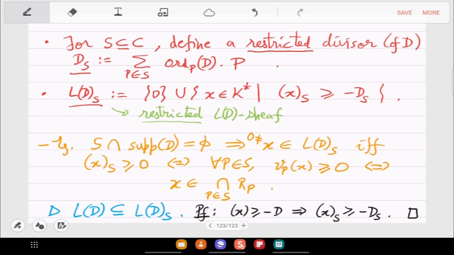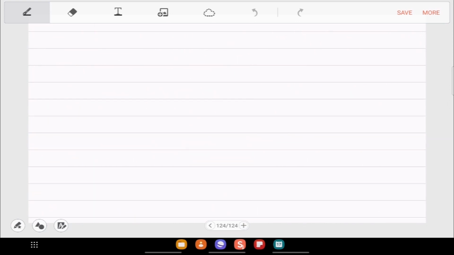Any questions? Okay, so let's see more properties, because you will see many interesting properties which are easy to show. So LDS is a K vector space.